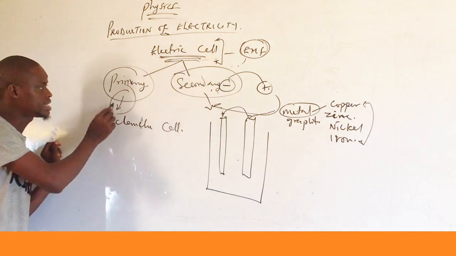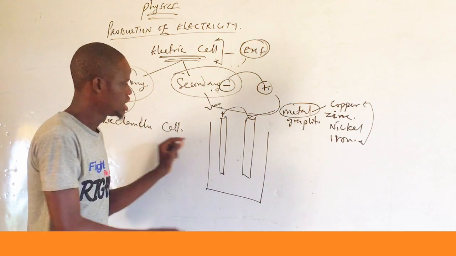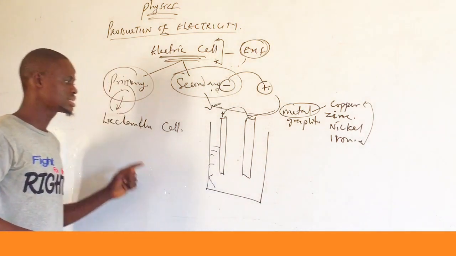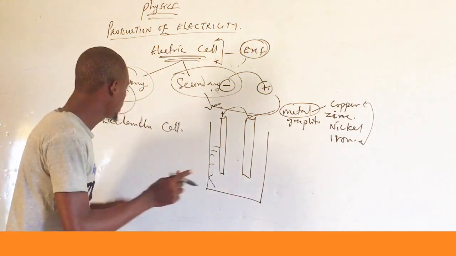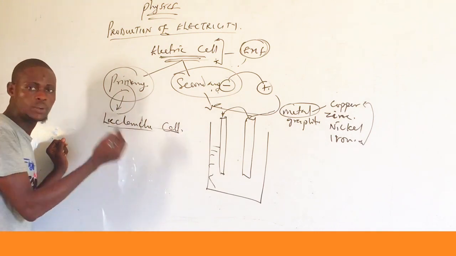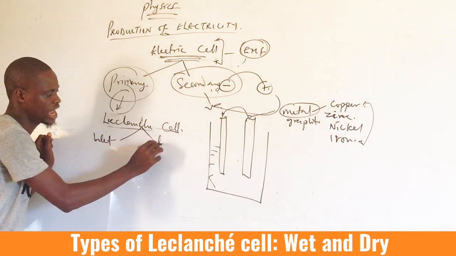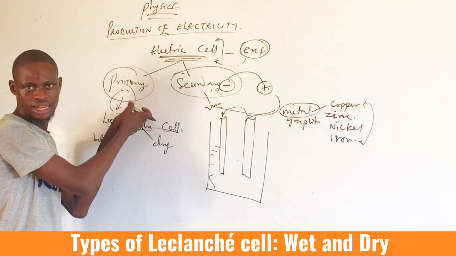I said the simplest primary cells are the Leclanché cell, and it consists of two electrodes and an electrolyte altogether. Now, these Leclanché cells are of two types: the wet type and the dry type. We have the wet Leclanché cell and the dry Leclanché cell.